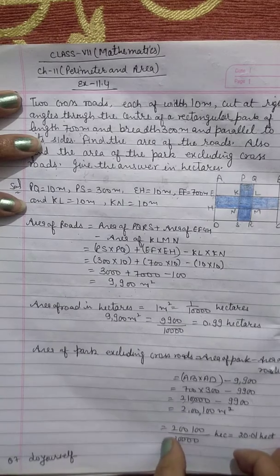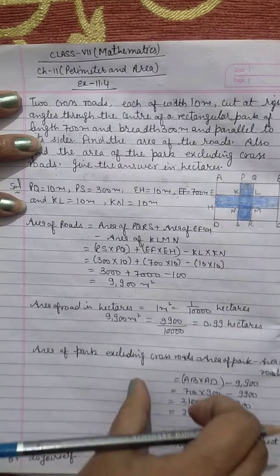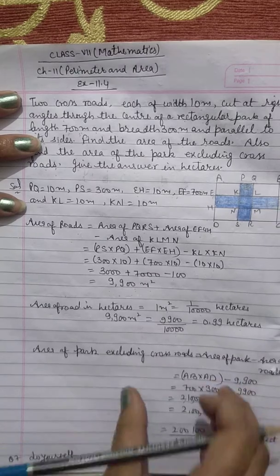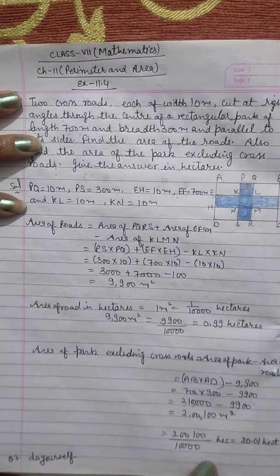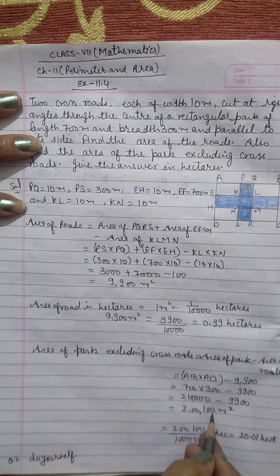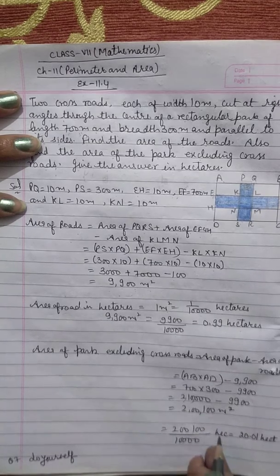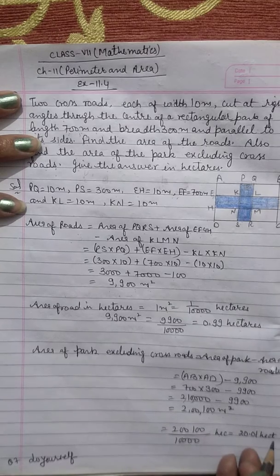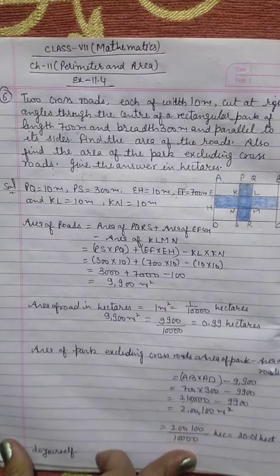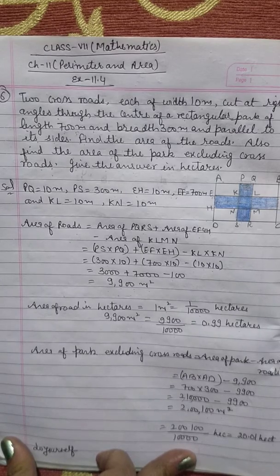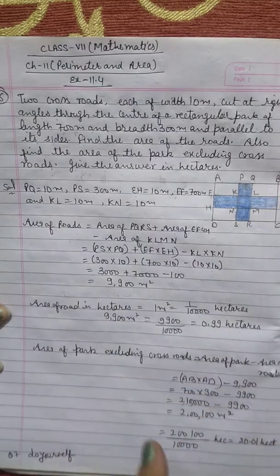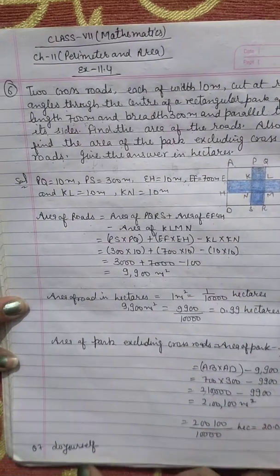Fine. And after that, again we will convert them into hectares. Again we know that 1 meter square equals 1 by 10,000 hectares, so we'll multiply this one by 1 by 10,000 hectares, and at the end we got here 20.01 hectare, that is the area of the park excluding the crossroads, in hectares. So in this way you can simplify the next question, number 7. You can do it yourself.